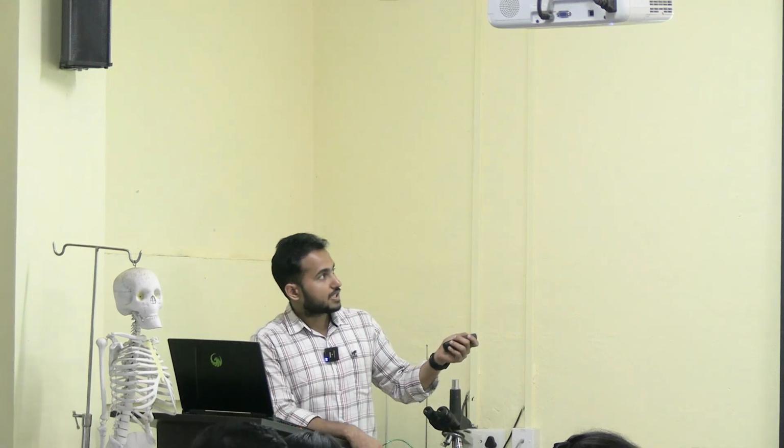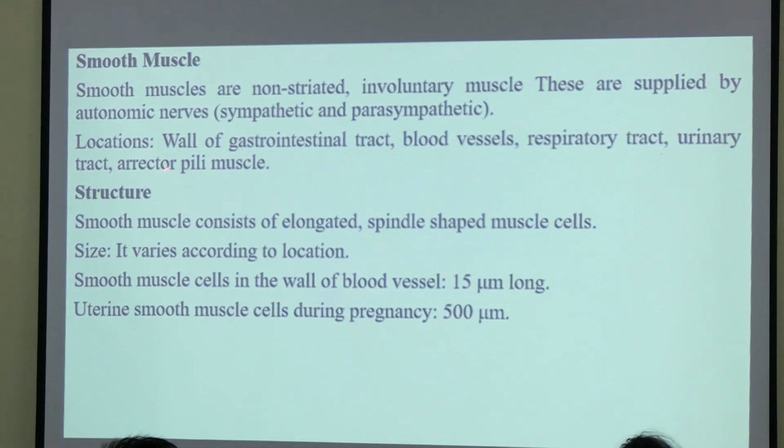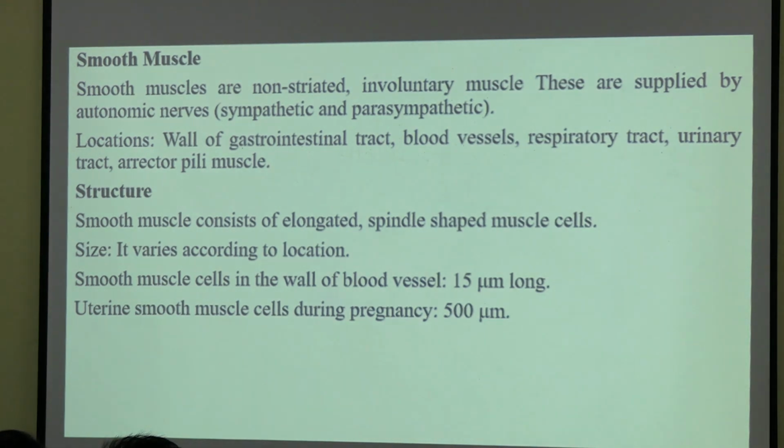What are the locations? As you can see, gastrointestinal tract, blood vessels, respiratory tract, urinary tract, erector pili muscle, etc. These are the areas where smooth muscles are present. The structure consists of elongated spindle shaped cells, and the size varies according to the location. For example, in the smooth muscle cells of a blood vessel it is 15 micrometers, whereas in the uterus during pregnancy the size increases.